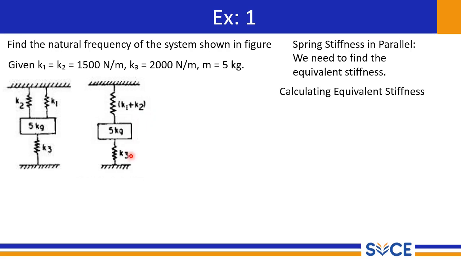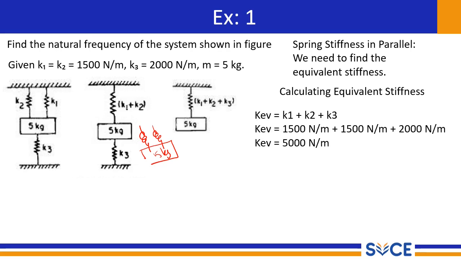Now we have this equivalent stiffness in series with K3. What will happen? Let's see that diagram clearly. Since K3 is opposing K1 and K2, it is to be considered that the springs are arranged in a parallel way to the 5 kg mass, such that K1 plus K2 plus K3 equivalent will give you 5000 newtons per meter. So we have the equivalent stiffness.